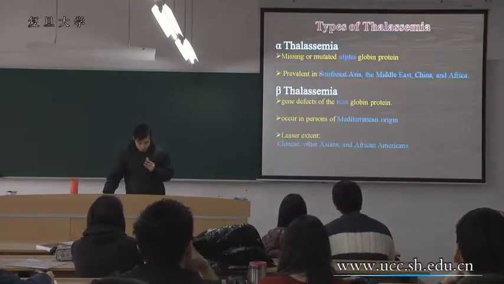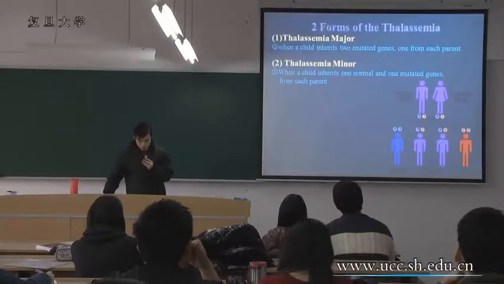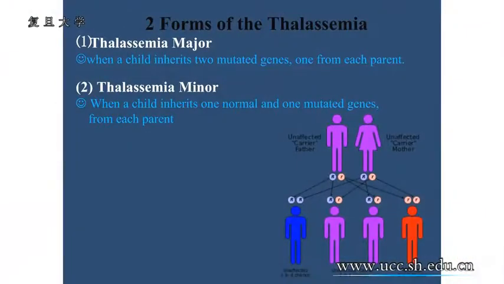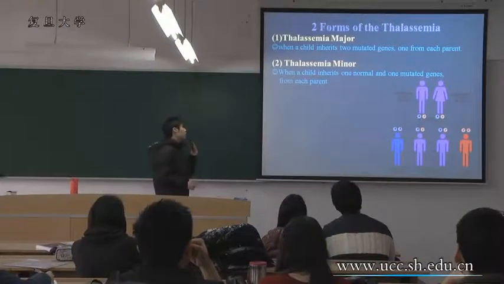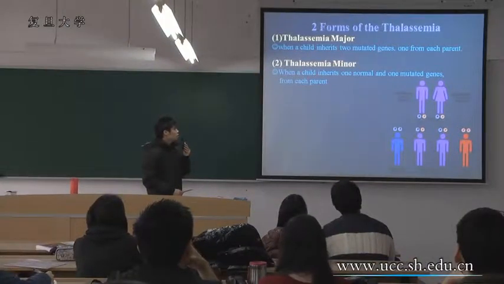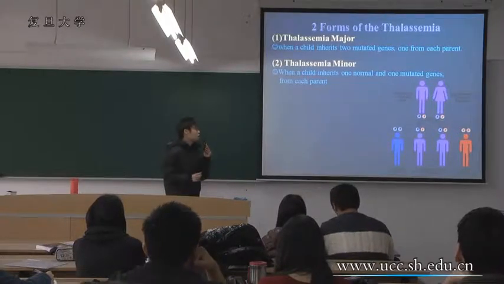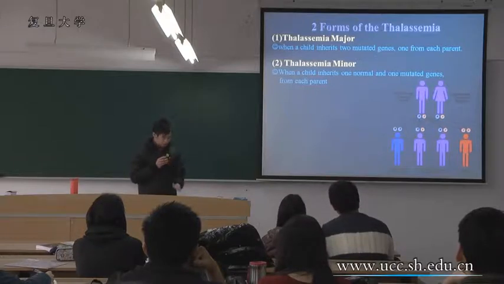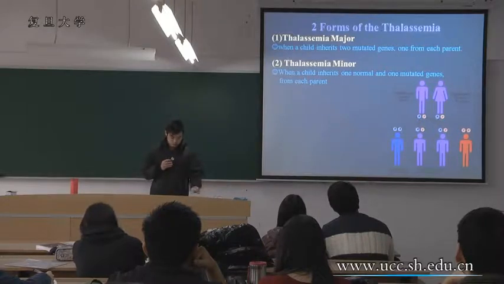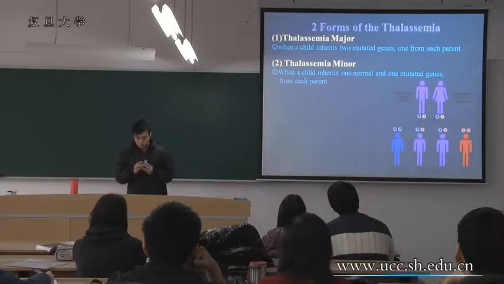Then, there are 2 forms of thalassemia: thalassemia major and thalassemia minor. If the child inherits 1 normal and 1 mutated gene, one from each parent, it is thalassemia minor, while if 2 mutated genes are inherited, one from each parent, it causes thalassemia major. Consequently, thalassemia major patients suffer more than thalassemia minor patients. These are the 2 forms of thalassemia.